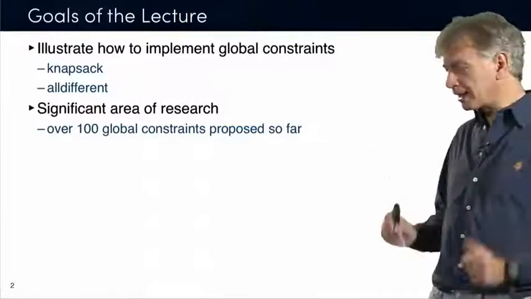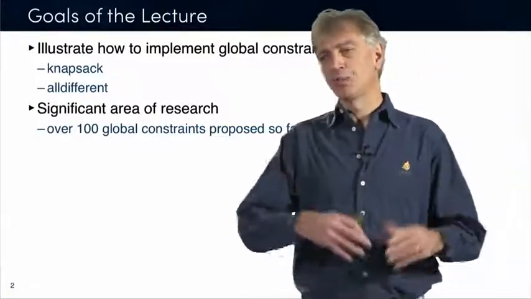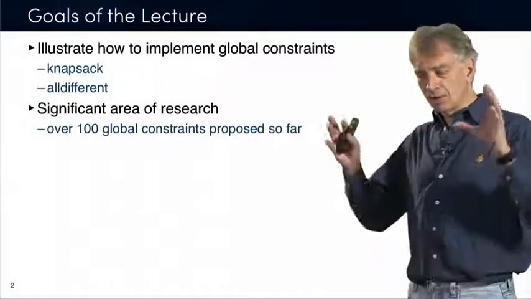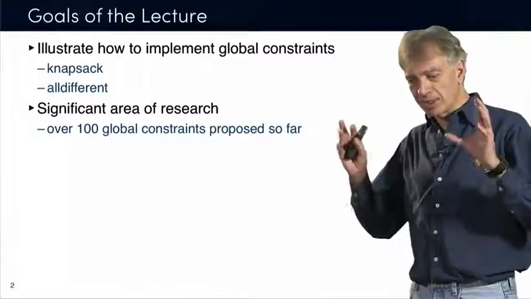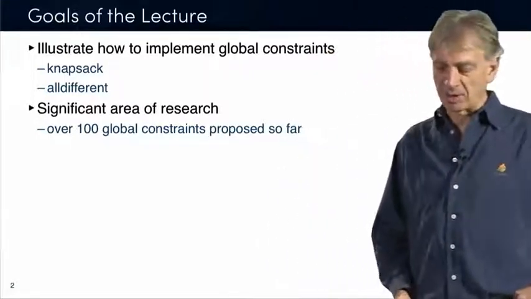Now you have to understand that this is a huge area of research. There are more than 100 global constraints which have been defined so far. So this is only just touching upon the topic, but you'll get a sense of what it means to implement a global constraint in a constraint programming system.